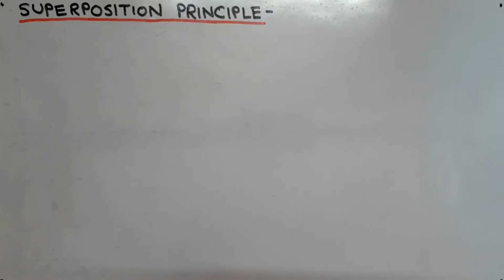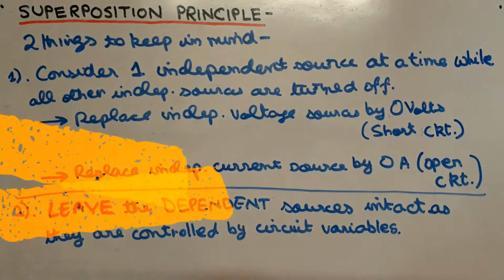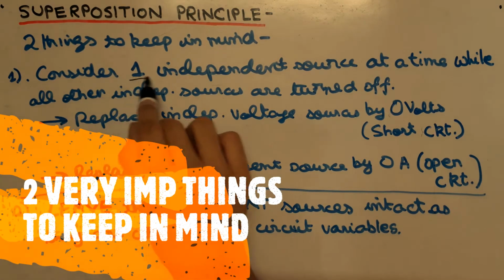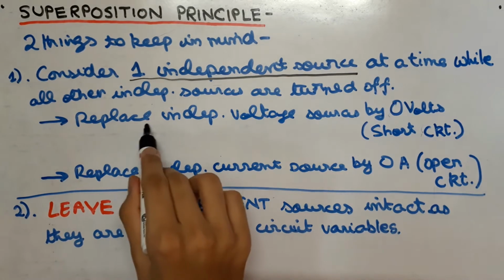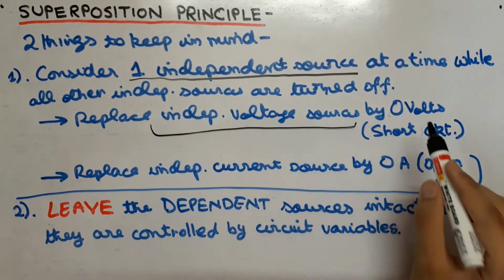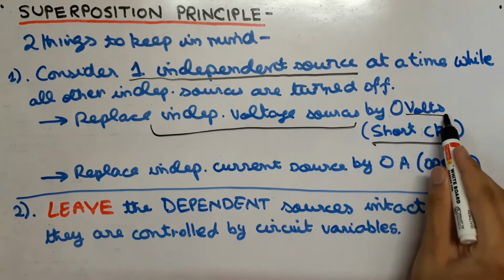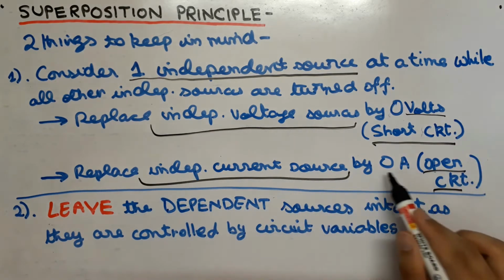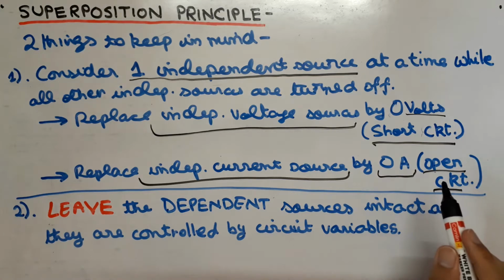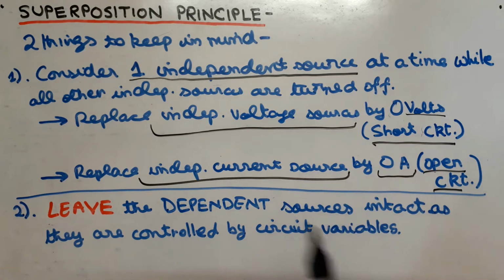Hey guys, today we are going to do the superposition principle. However, to apply the superposition principle, we must keep two things in mind. First, we have to consider one independent source at a time, while all the other independent sources are turned off. That is, we will replace an independent voltage source by a short circuit, that is 0 volts, and replace an independent current source by an open circuit, that is 0 amperes. We keep only one independent source in the circuit and remove all the other independent sources.